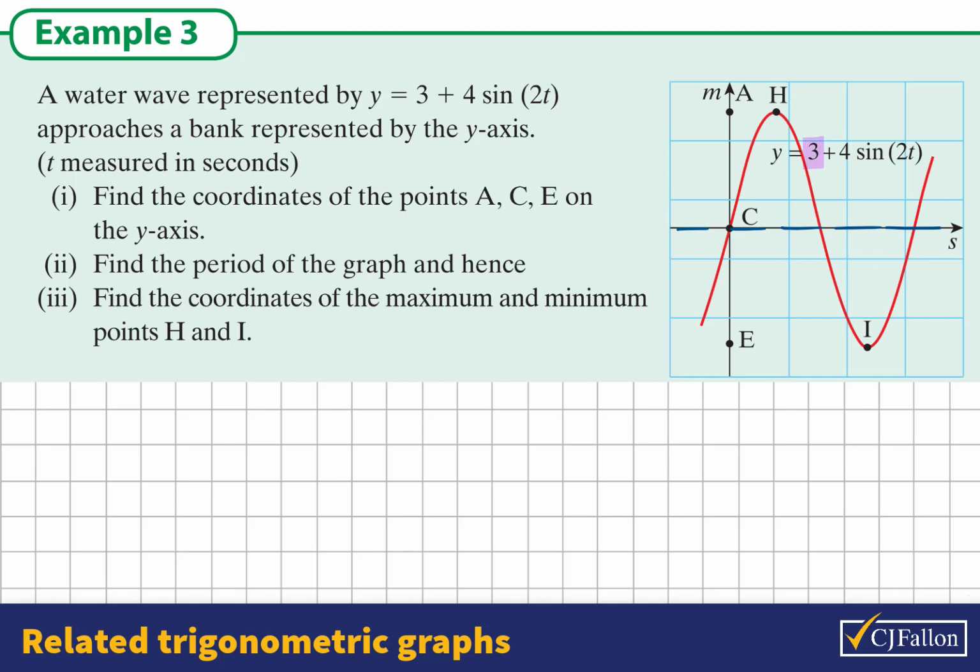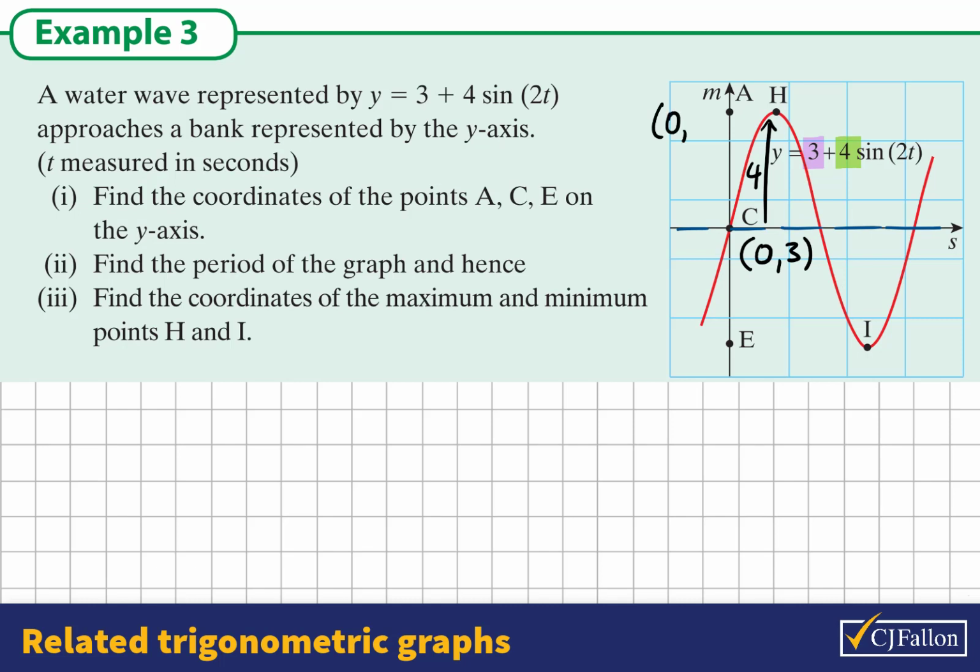Point C is where the midline crosses the y-axis. This is given in the equation. It's 3. So (0, 3) is point C. The amplitude of the wave relates to the multiplier of the sine. So this is 4. So we know that each wave is of height 4.